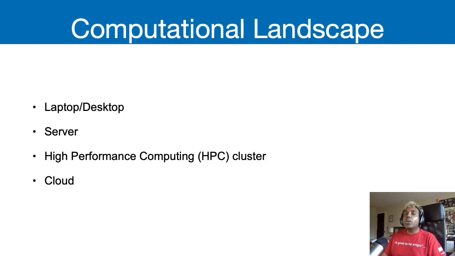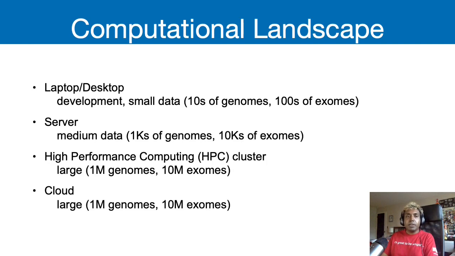So Hail allows you to use multiple computational landscapes, such as locally on your laptop or desktop, a server, high-performance computing, or cloud. Your laptop is mostly for developing your Hail scripts and commands. It's usually for very small data sets, like tens of genomes or hundreds of exomes, if you will, depending on the amount of RAM that you have in your computer.